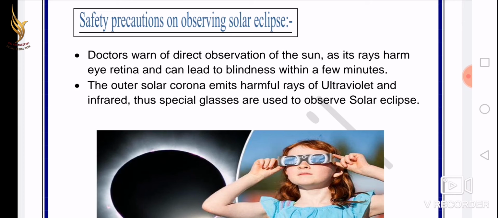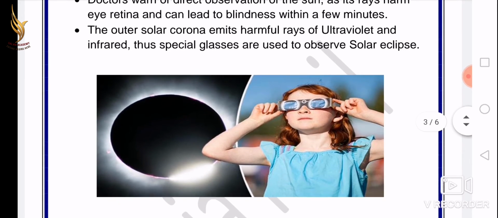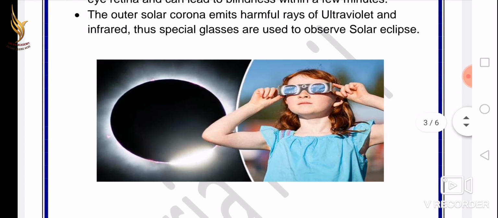These rays harm the eye retina and may lead to blindness within a few seconds or a few minutes. So special glasses are used to observe solar eclipse. To observe solar eclipse, we should use special glasses.